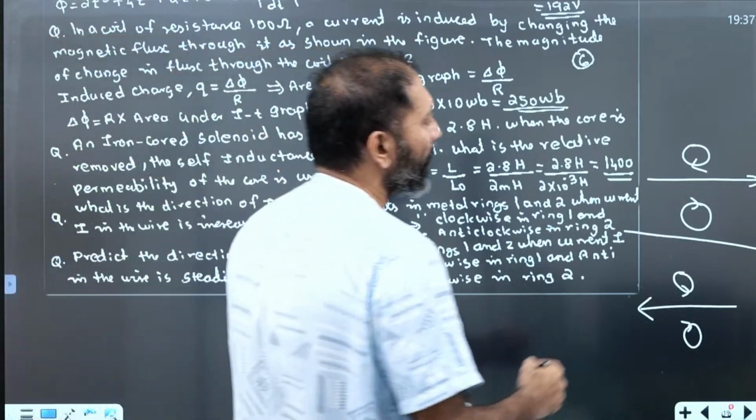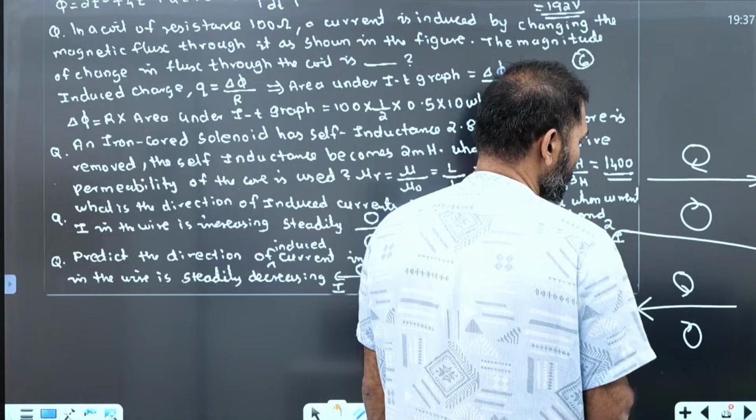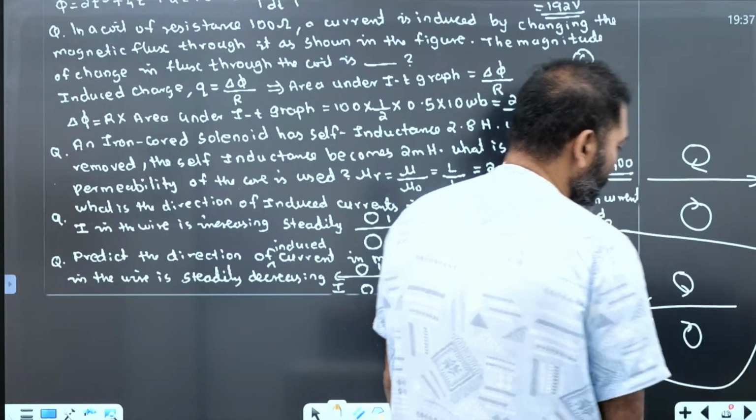See here, current is increasing to the right side. In the second figure, current is increasing to the left side.